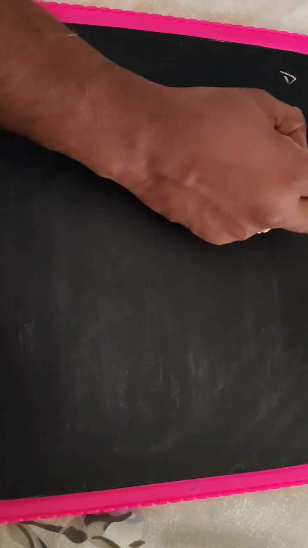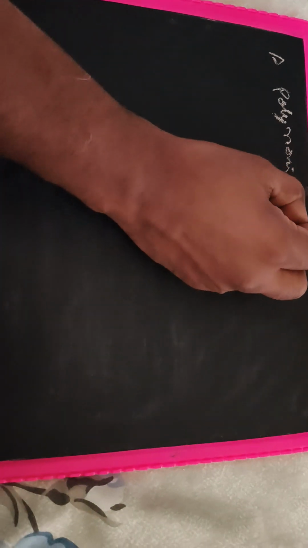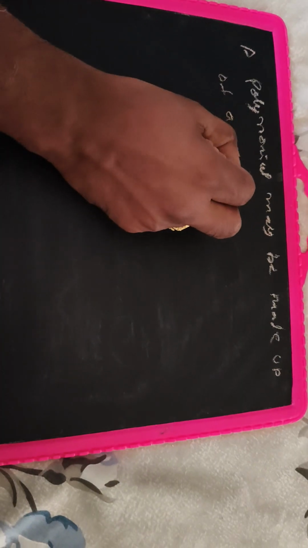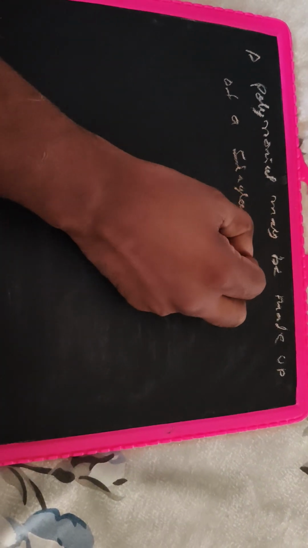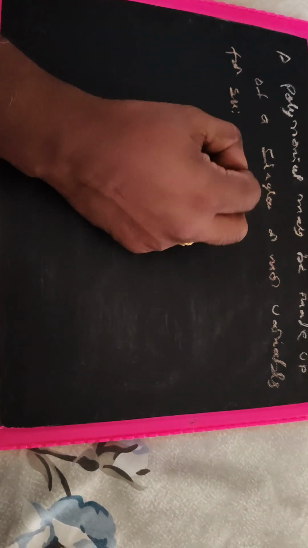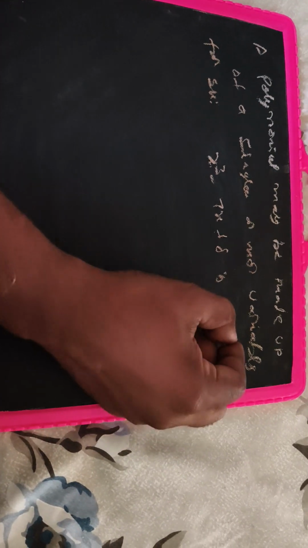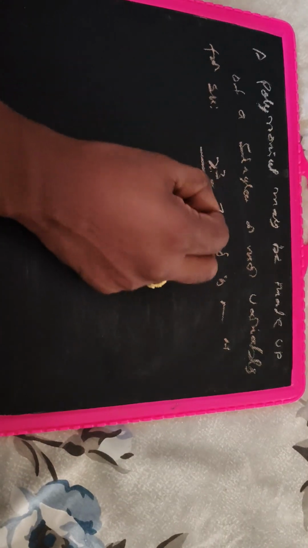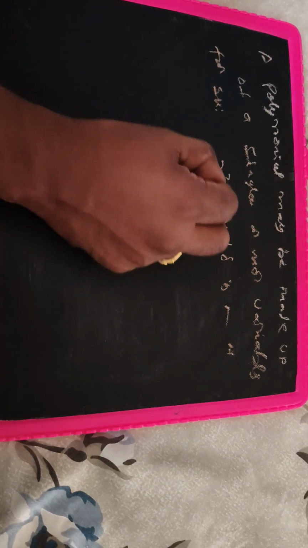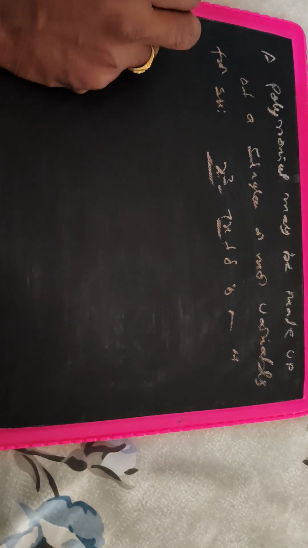A polynomial may be made up of a single variable or more variables. For example, x cube minus 7x plus 8 is a polynomial made up of a single variable x. This is one type of polynomial.